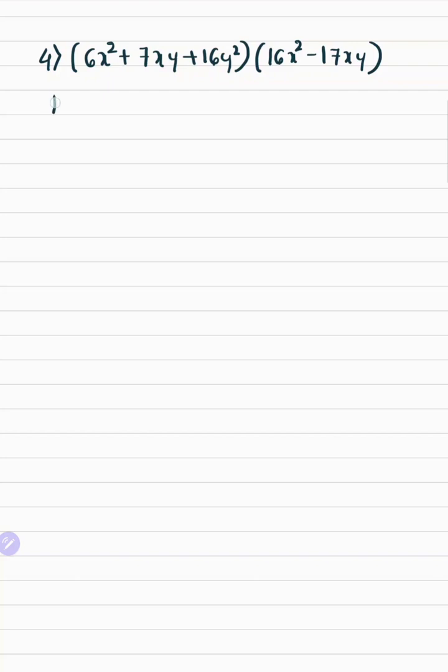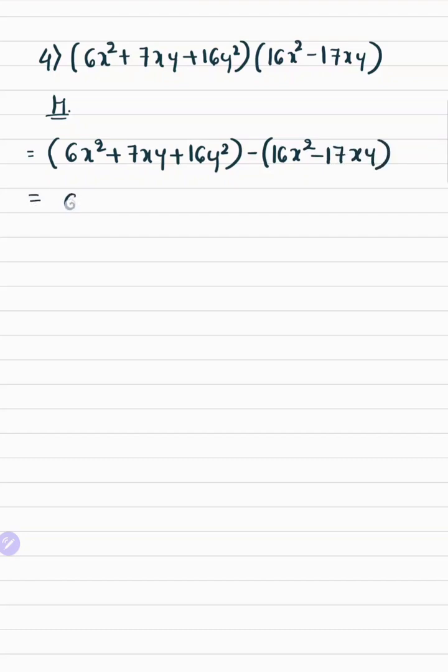Then the fourth one, what is the fourth one? 6x square plus 7xy plus 16y square minus 17xy. It is the fourth one. We write the first, horizontal method. Here write 6x square plus 7xy plus 16y square. Here subtraction and 16x square xy. Then 6x square plus 7xy plus 16y square, then minus 16x square minus minus plus 17xy.